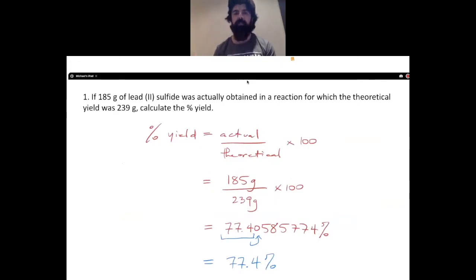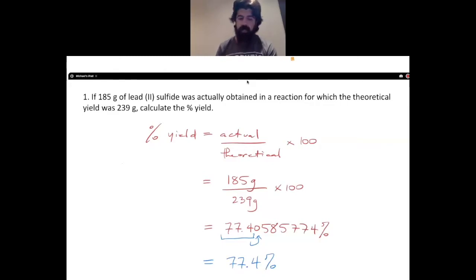185 grams of lead 2 sulfide was actually obtained in a reaction for which the theoretical yield was 239 grams, calculate the percent yield. So you start off with the equation, and so here we have the actual divided by theoretical. Another way to say the theoretical, the mathematical. So if you want, you can rewrite this and go actual divided by the stoichiometry. It's up to you. You can use that if it'll help you remember how to go about solving it.